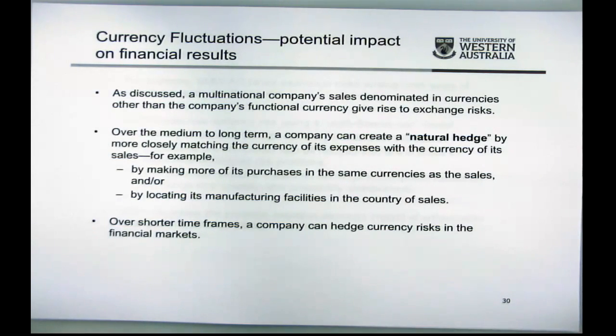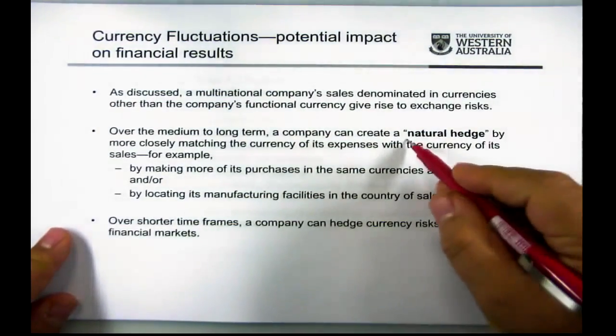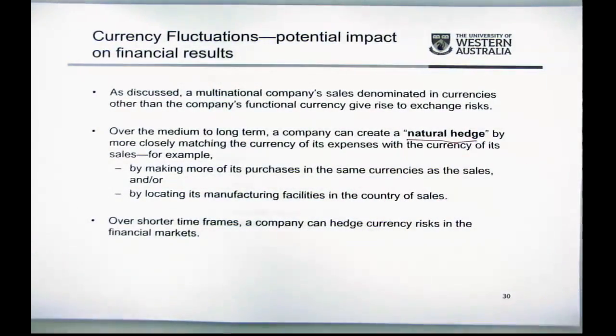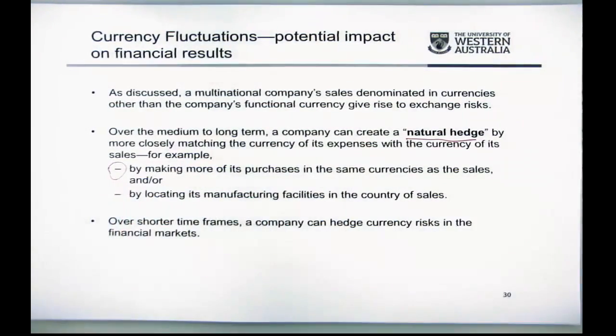Firms can, for example, do natural hedge in the medium to long run. The hedge is designed to eliminate or reduce the exposure to fluctuations in the foreign exchange rate. One way to do that is to make our purchases in the same currency as our sales. Although this sometimes, in many cases, will be very difficult to do. Okay? Very difficult to do.